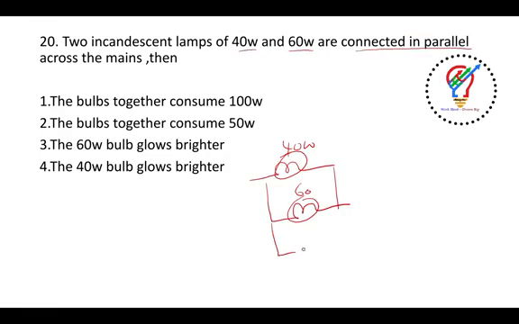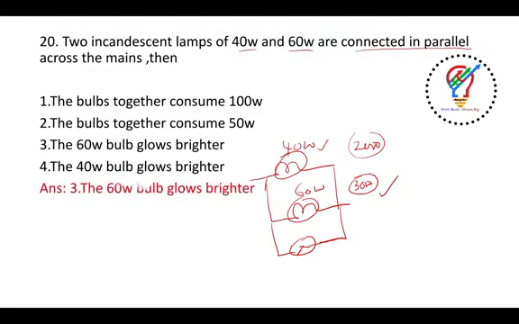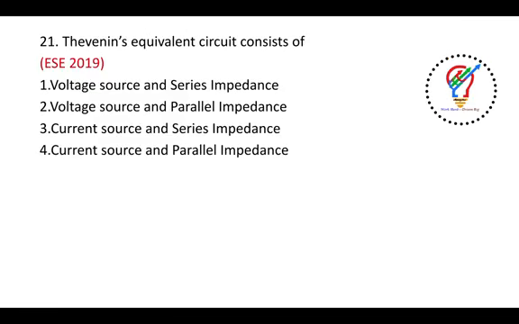Those two are connected in parallel across the supply. Then which bulb will glow brighter? As we know, in our homes we can observe there are two bulbs, a 40 watt and a 60 watt bulb. Which one glows brighter? In case of parallel connection, the bulb with the higher rating will glow brighter. So the answer for this question is the 60 watt bulb will be brighter.